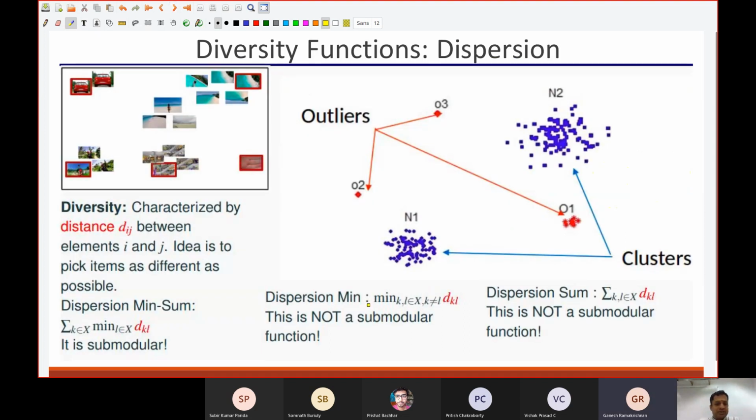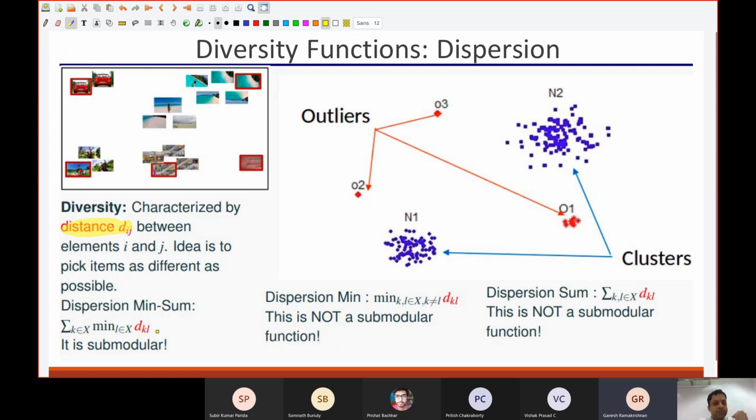So here are a couple of others. You can also come up with dispersion functions. So what's a dispersion function? Here you're looking not at similarity but distances. Coming back to what you're asking, that distance is also of some kind, maybe Euclidean distance. So it's still a pairwise computation that the entire clustering, or the diversity function, boils down to. So you're looking at distance dij between elements i and j.